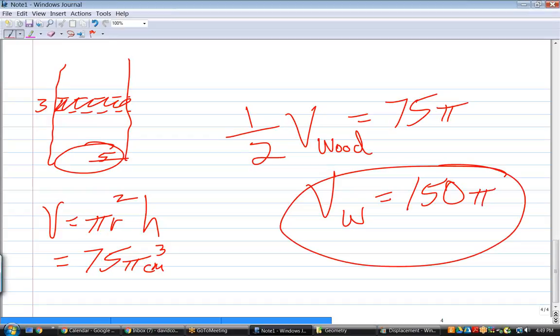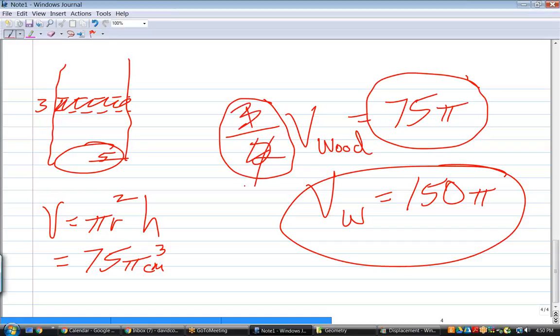So on all floating objects, this was actually easier than the previous one, because 1/2, you know, is easier to work with than 7/8. But you always end up multiplying the amount of water that got displaced by the reciprocal of what percentage is under the water and not floating above it. If 3/4 was under the water, then I would multiply this number by 4/3 to find out the volume of the wood. It's always the reciprocal of the fraction that is underneath the water.